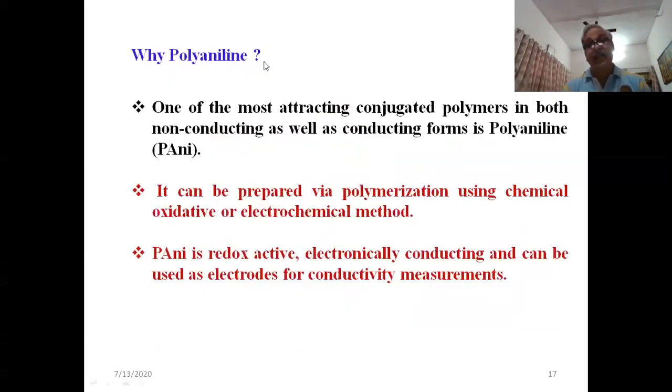Why are we taking polyaniline? It is one of the most attractive conjugated polymers in both non-conducting and conducting form. This means polyaniline has both conducting and non-conducting behavior. Let us see in the next slide. It can be prepared via polymerization using chemical oxidation or electrochemical methods. PANI, the short form of polyaniline, is redox active and electronically conducting, and can be used as electrodes for conductivity measurement.